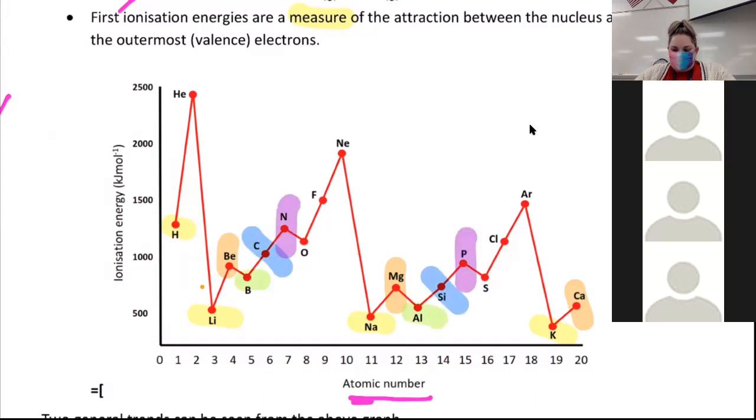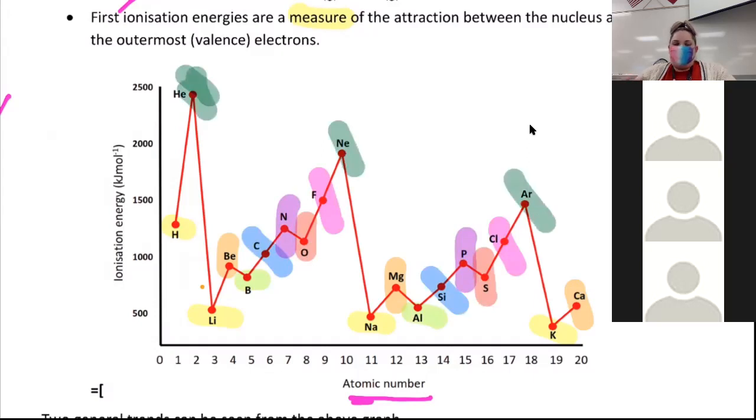Gotta find a different color. Group 6 is oxygen and sulfur. Group 7 is fluorine and chlorine. And then my noble gases are always the last one. So we have helium, neon, and argon.